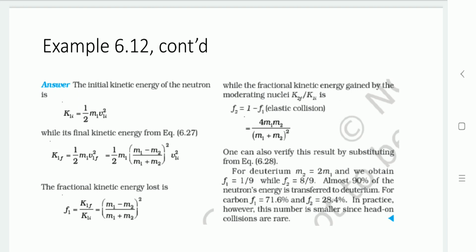So here the fractional kinetic energy gained by the moderating nuclei is K2f by K1i. So f2 equals 1 minus f1 for the elastic collision. That would be 4 m1 m2 divided by (m1 plus m2) square.